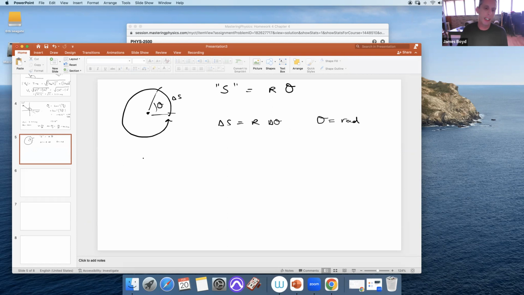From this, if we take the time derivative, ds/dt is v, and d theta/dt is something that we call omega.